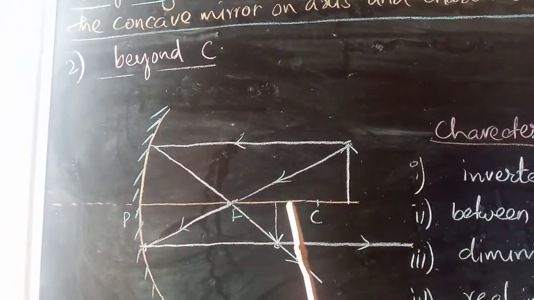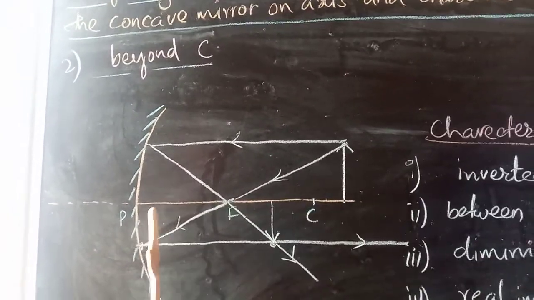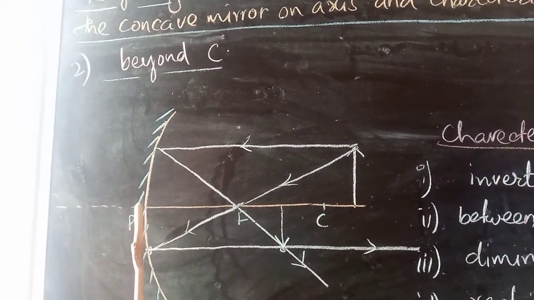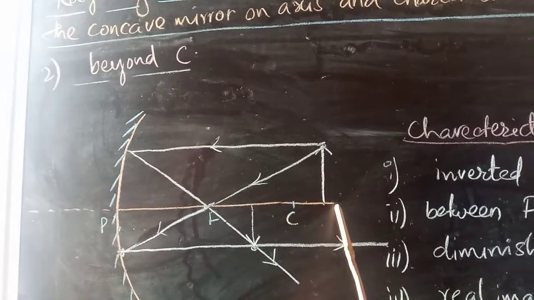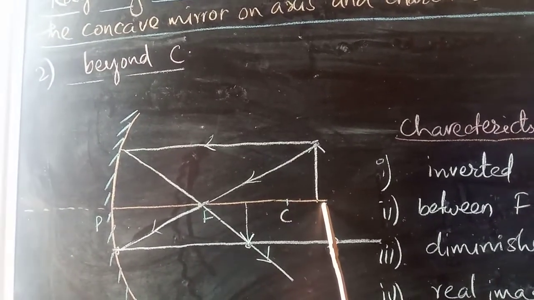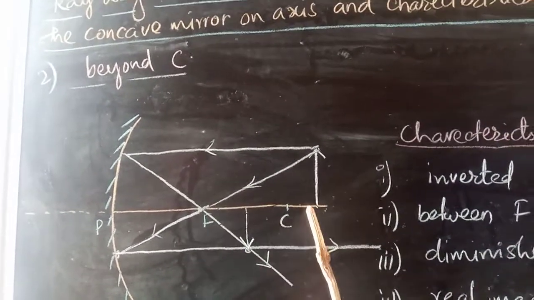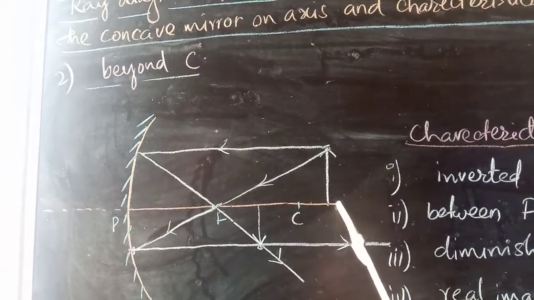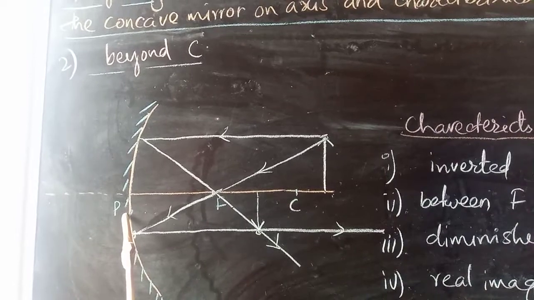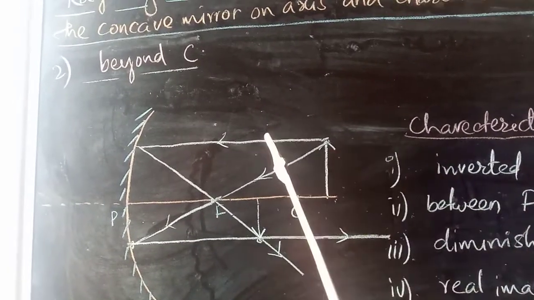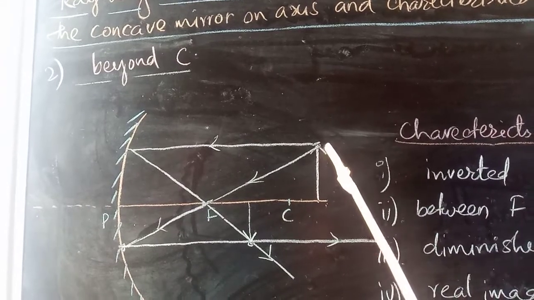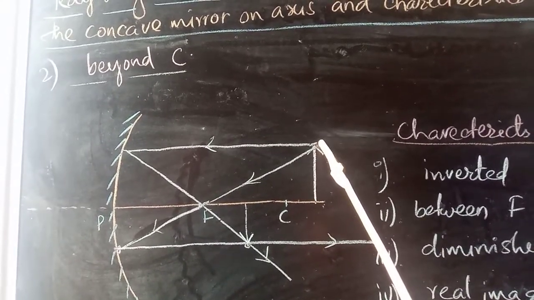Now you can say this is B and C, it means you can measure very easily the distance from the pole of this concave mirror to the image and the object. Okay, so that's why we can say this is B and C. When an object is situated beyond C on the principal axis before the concave mirror, here I'll take two incident rays from the tip of the object.